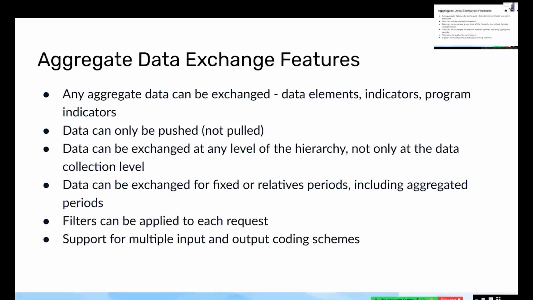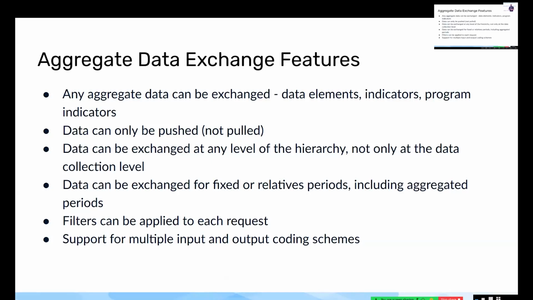In terms of specific features, any aggregate data can be exchanged, all right? We're talking about aggregate data. We're not talking about tracker or events. It's strictly aggregate data here. It can be data elements. It can be indicators. It can also be program indicators. So basically any of these types of metadata objects that can produce aggregated data can be exchanged.